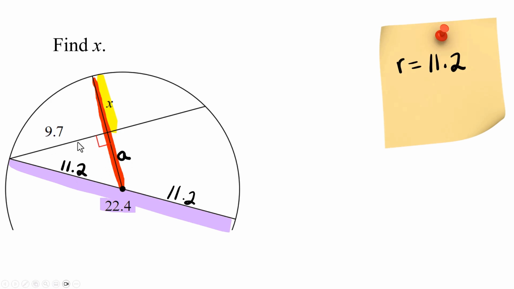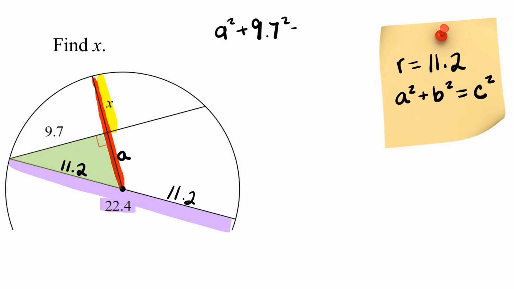If you look here, there's a right triangle. And if you can find a right triangle from your first semester geometry class, you probably have a memory of the Pythagorean theorem. A squared plus b squared equals c squared. I think this will do it. Let's set this up. So I'm going to have a squared plus 9.7 squared equals 11.2 squared, because in this right triangle, that 11.2 is the hypotenuse. It is across from the right angle.